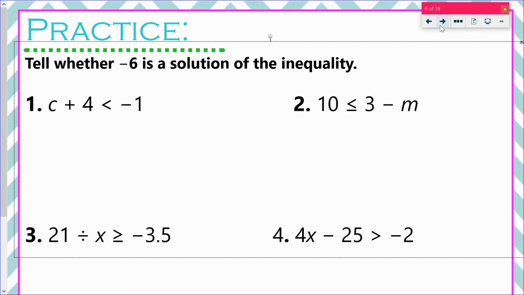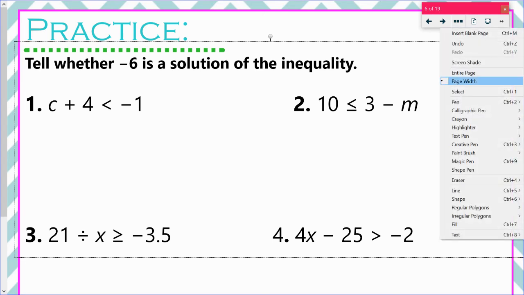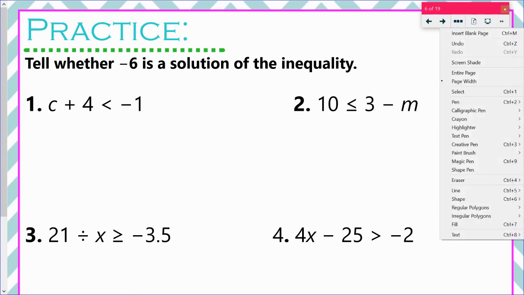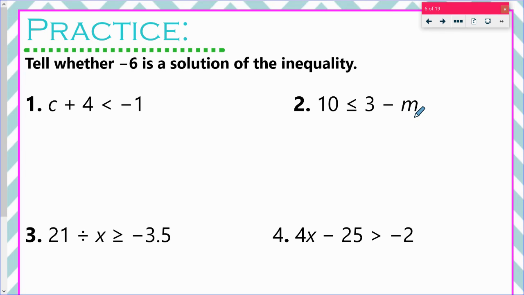So now would be a great time that if you want to pause the video and just try these on your own. Sometimes I think that's good, just to try things on your own and see if you understand the concept. So maybe you just press play again, and now you're starting up.